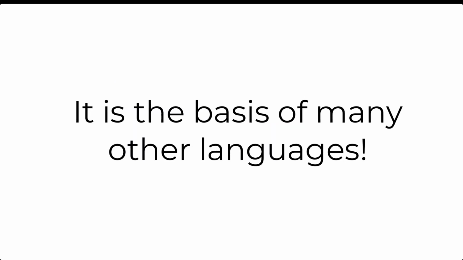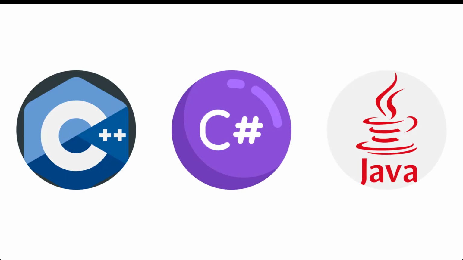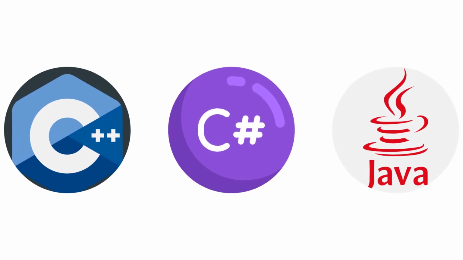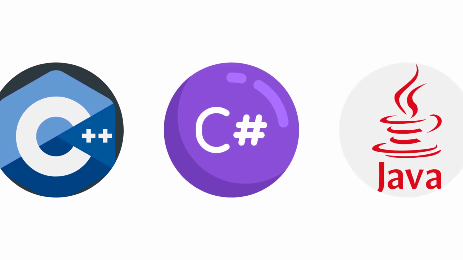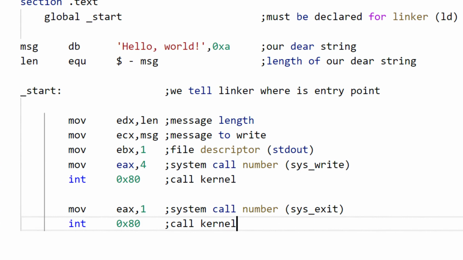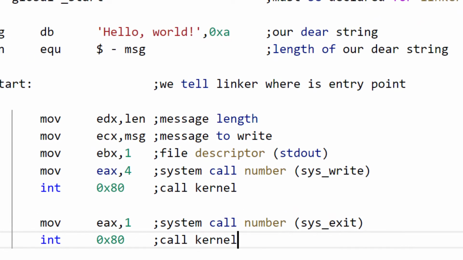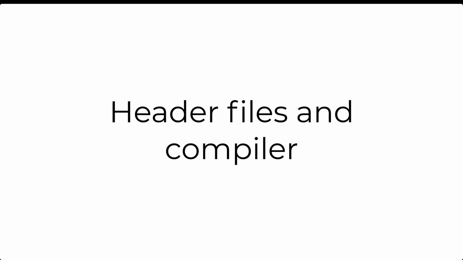Fact 9. It's the basis of many other programming languages. Did you know C is used to make many other programming languages like C++, Java, JavaScript, Go, C#, and many others. Fact 8. Unix and C. Did you know Unix was one of the first operating system kernels that implemented languages other than assembly, and that language was C.